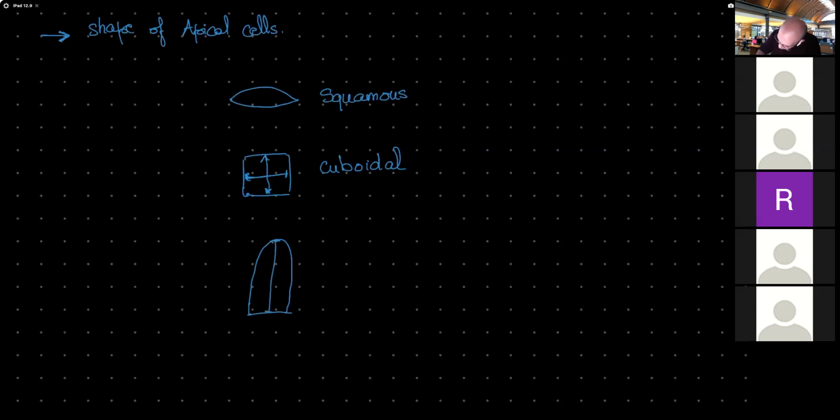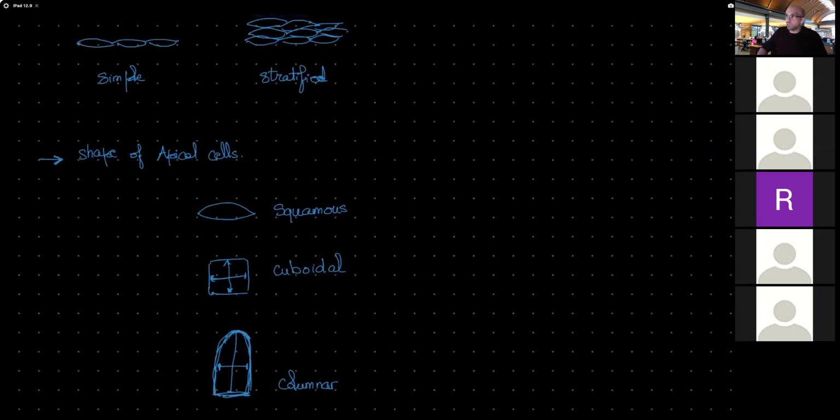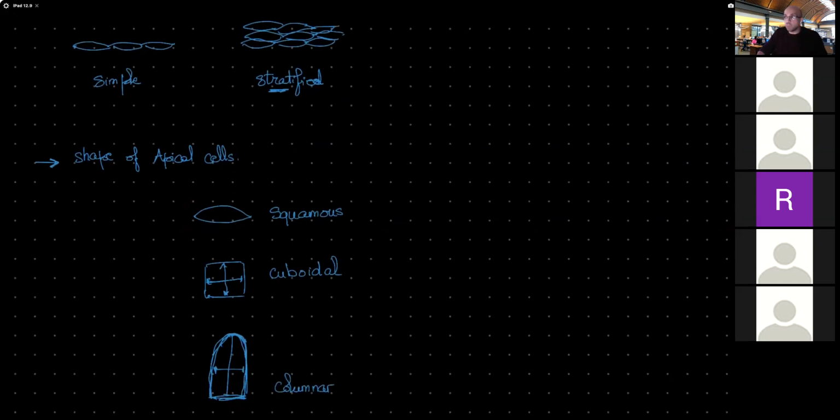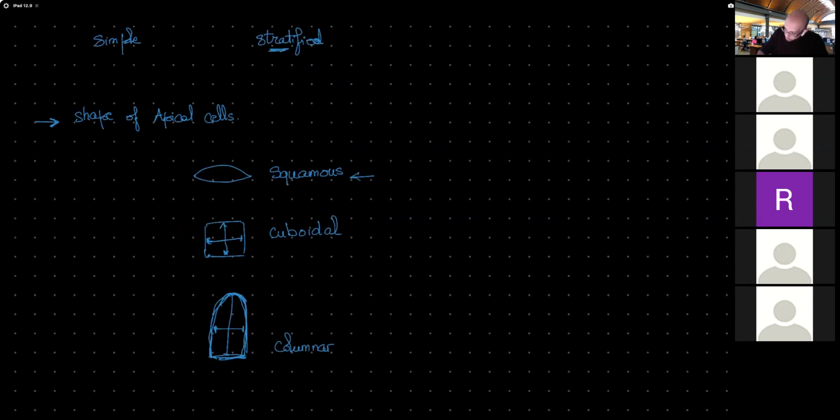if I do have tall cells, so the height is much greater than the width of the cell, this epithelium is going to be classified as a columnar epithelium. So again, what are the two factors that we use to determine the type of the epithelium forming the coverings and lining? The first factor is according to the number of cell layers. If I do have one cell layer, it's simple. If I have more than one cell layer, it's gonna be stratified. The second is the shape of the apical cells. If the cells at the top of the epithelium are flat, the epithelium is going to be classified as squamous. If the cells at the top are cube-shaped, it's going to be cuboidal. If they are tall, it's going to be columnar.